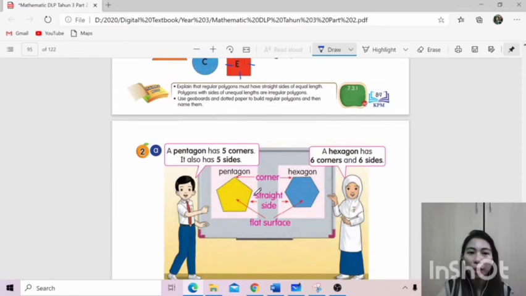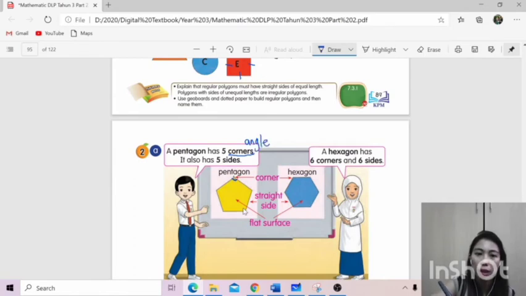A pentagon has 5 corners, which I just told you. Not only does it have sides, it has the same number of corners. 5 sides means 5 corners, or angles. Corners are also called angles. So this is the corner, or what we call an angle. The number of sides equals the number of corners. So penta is 5, hexa is 6, hepta is 7, octa is 8.